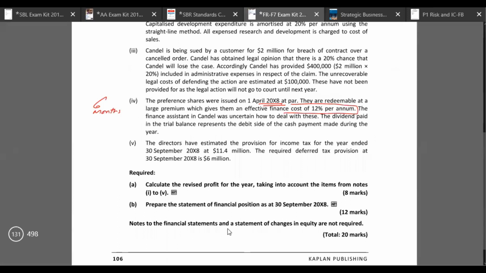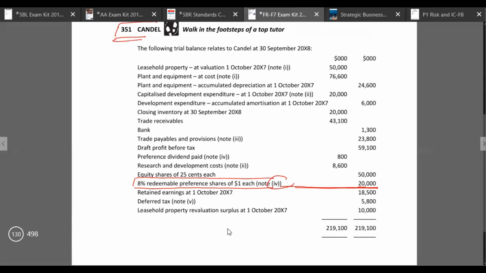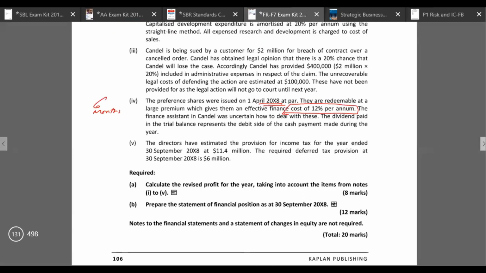Now, I said that this will be given to you in the exam. So this is given. The finance assistant in Candle was uncertain how to deal with these. The dividend paid in the trial balance represents the debit side of the cash payment. Now, these are the 8% redeemable preference shares. This 8% is actually the coupon rate, which is mentioned on the bond, the nominal rate. And the effective rate is 12% because the bond will be redeemed at a premium. That is why it is different. I explained this to you in the last lecture.